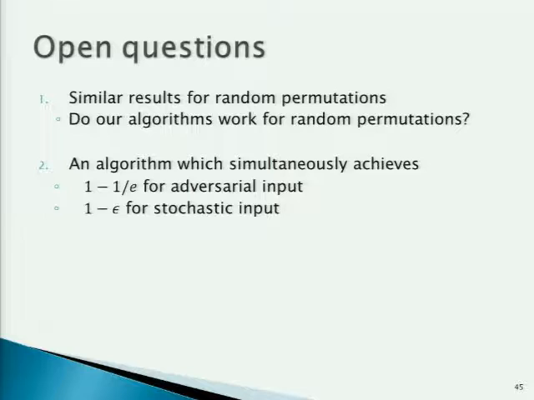The most interesting open problems are twofold. One is, in general, any result which held for the unknown distribution model actually also holds for the random permutation model. But for our problem, we were not able to prove that it holds for random permutations. We don't have counterexamples either. I definitely believe that these algorithms hold good for the random permutation, but we don't know how to prove it. So it would be good to prove it, or surprising if there's a counterexample.